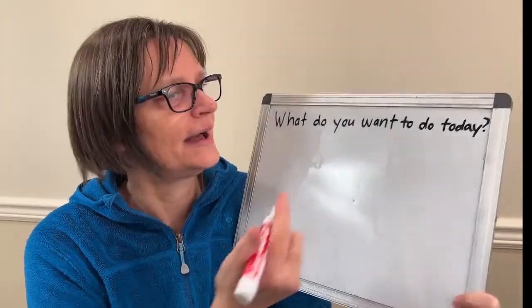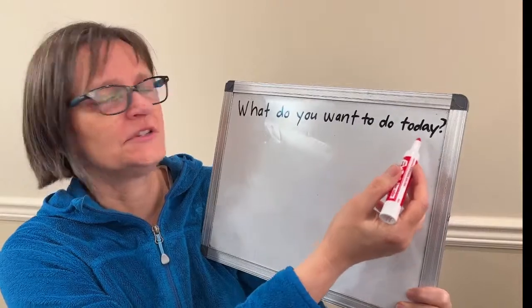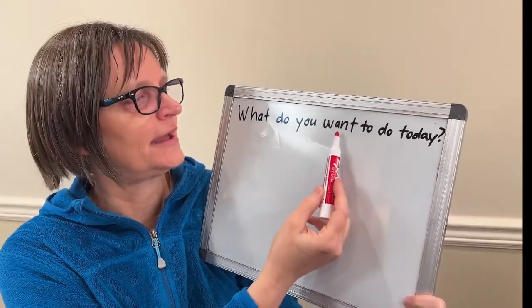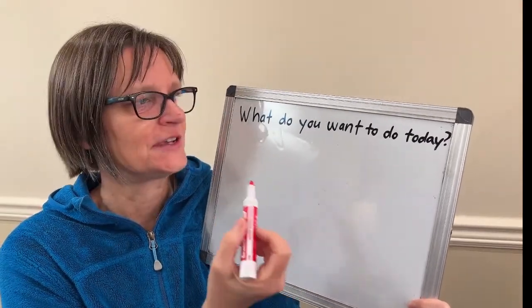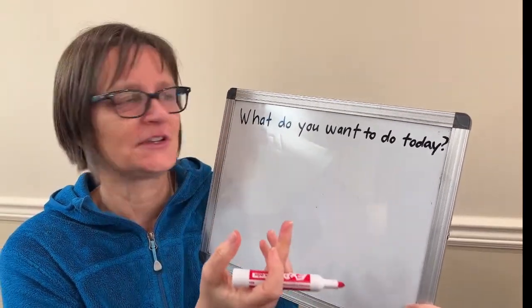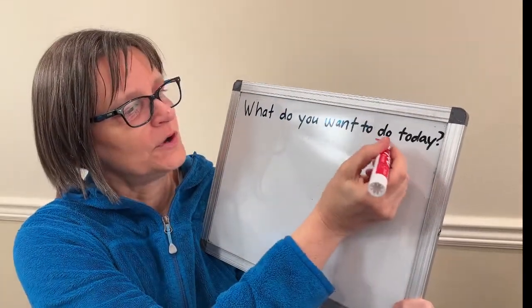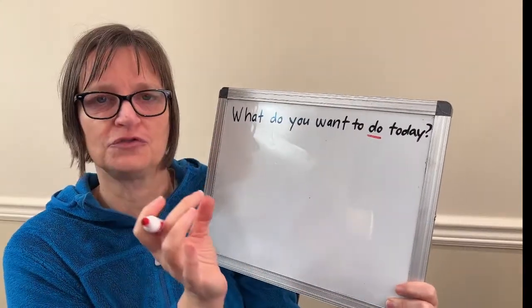So if we look at this phrase, what do you want to do today? Our content words are today, do, and what and want. But the rule is we're going to be stressing the content words that come nearest the end. And in this case, actually, we're stressing on the word do. So do is going to be long and clear, and it's going to have the true vowel.